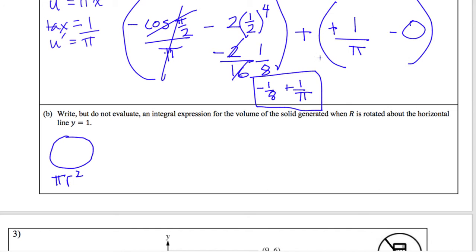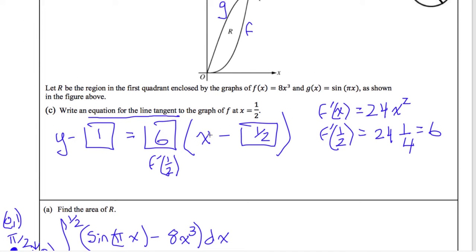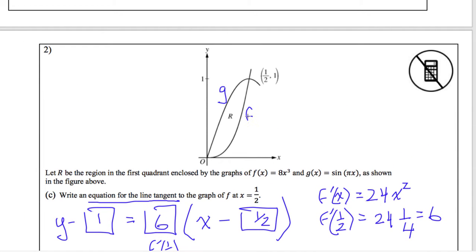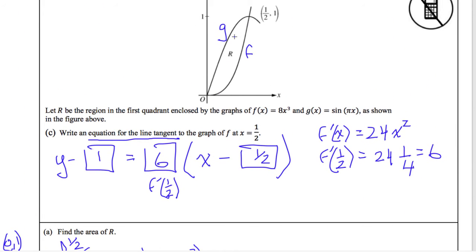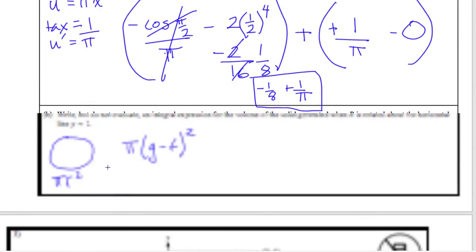All right. The area of a circle is pi r squared. The trouble here is what is our radius? So our radius is this thing. It's going to be g minus f. So it's going to be pi times g minus f squared. We know that this distance right here, that is our radius. That height right here is g minus f. We figured that out in part A.